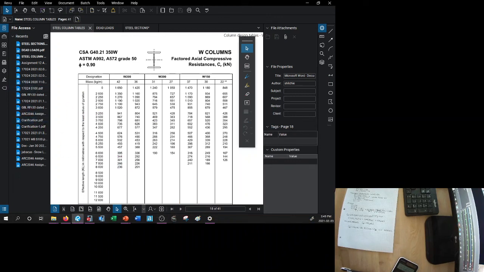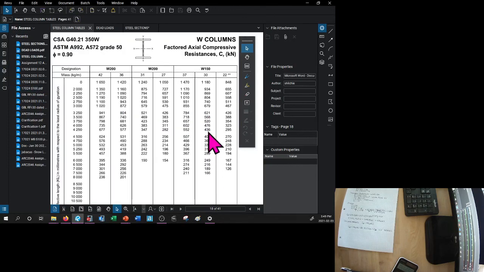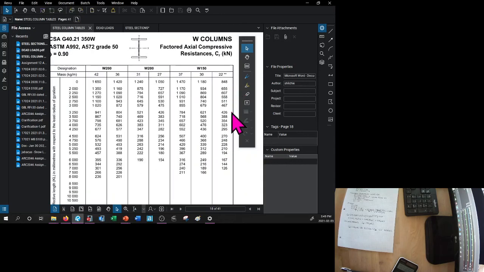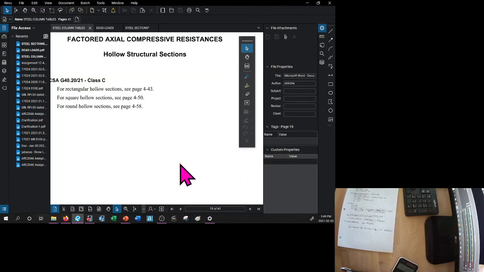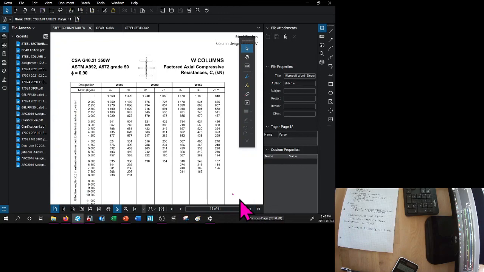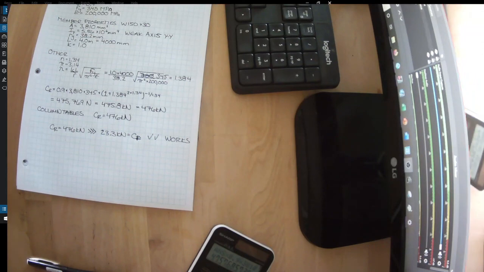So if we look at these tables, W150 by 30 is what we had. Oh look, a W150 by 22 has 295 on it. It could take 295, but that's the last column there is. So maybe W150 by 22 is a better choice.